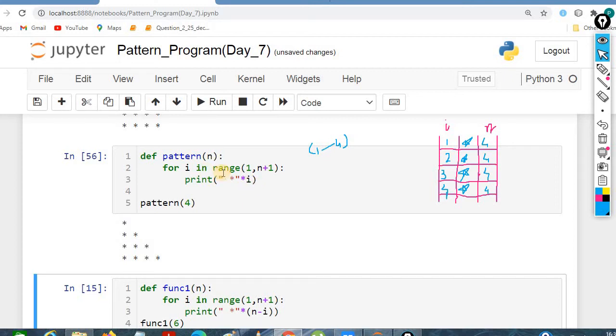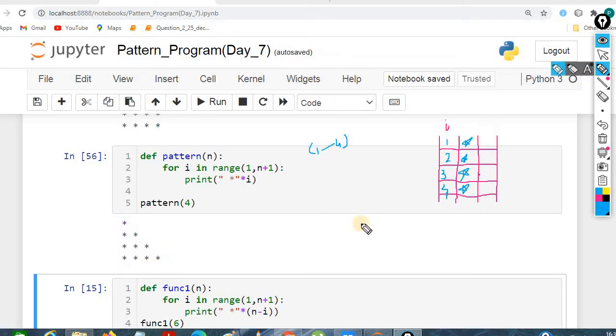Here we are making some changes. We are not multiplying with n. We know that if we multiply with a particular number, that will form a square. We have to form a triangle, so we have to set the iteration in such a way that we get 1 star, then 2 stars, then 3, then 4. In this loop, when i equals 1, our star is multiplied with i.